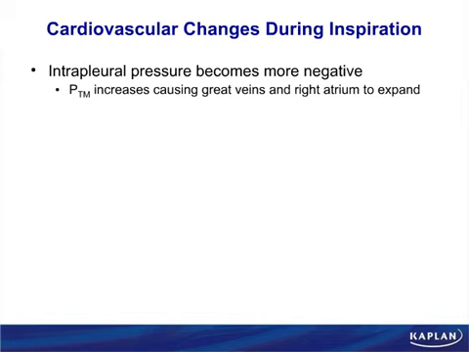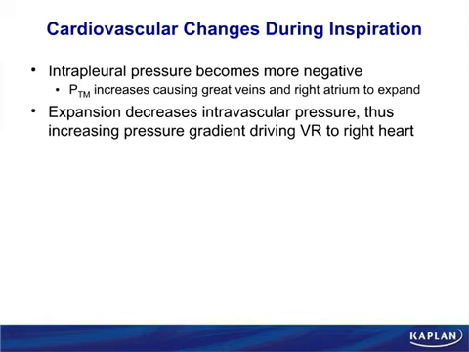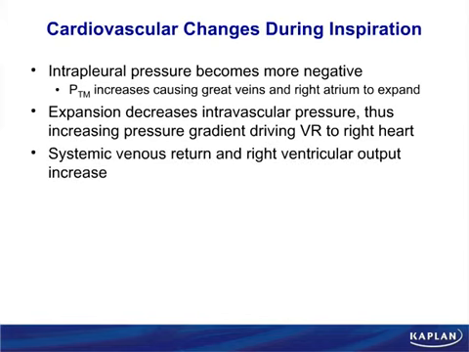That's going to cause the great veins and right atrium to expand. If they expand, then pressure inside of them, intravascular pressure, is going to go down. Well, if that pressure goes down, remember that's the downstream pressure for venous return. So if that pressure goes down, I have a bigger pressure gradient driving venous return to the right heart. So systemic venous return and right ventricular output will go up because I have more venous return. I increase preload, I'll increase output. Stroke volume's going to go up on the right side. That's Frank Starling.